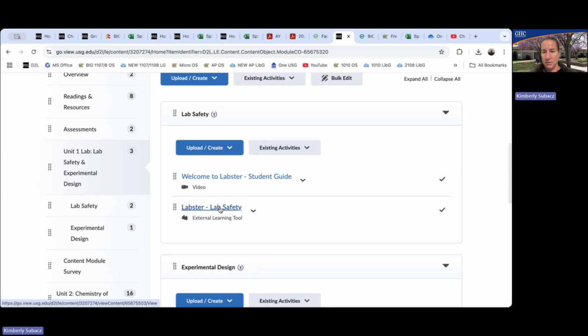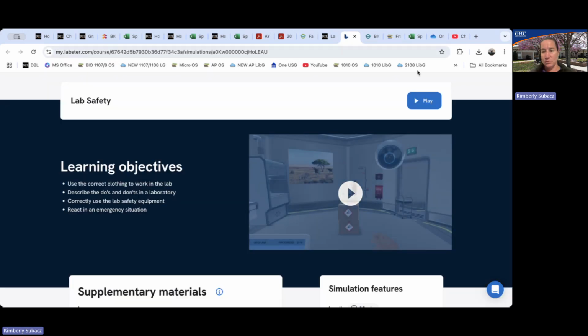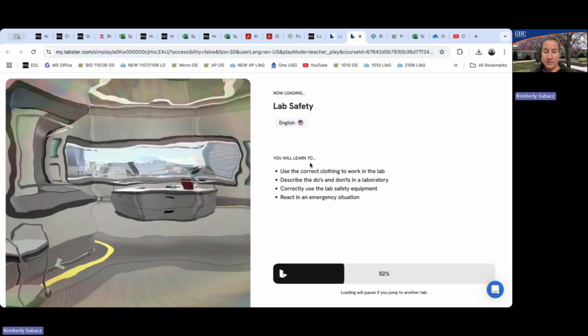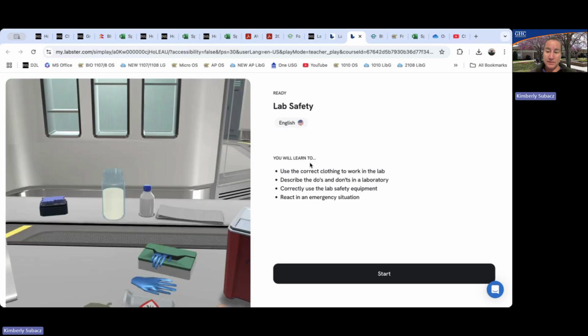Just use the link right here, and it will pull up, and you will see it start to download through the simulation. There it goes. It's going to creep all the way across, and then you will begin the lab safety. Please try out the lab safety this week so you know that Labster works for your device. And if it doesn't work for your device, maybe you've got resources at your school where you might be able to borrow a different device.